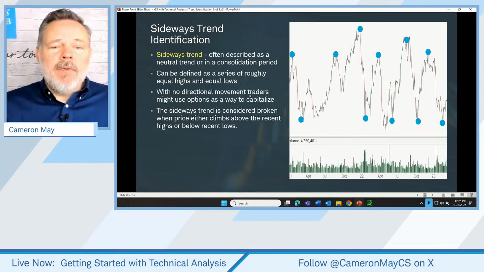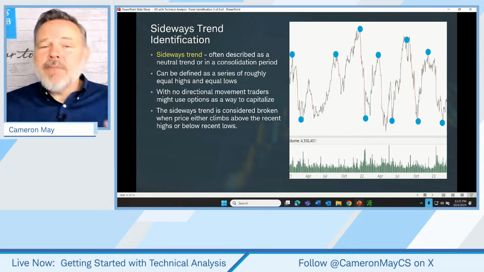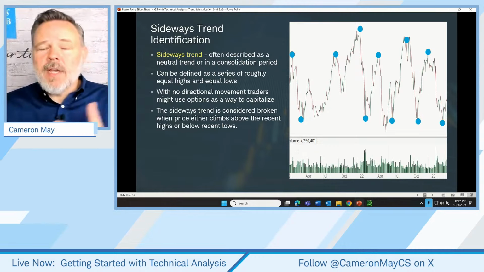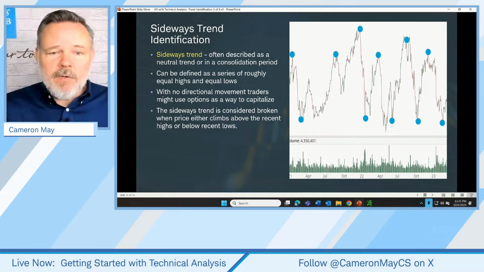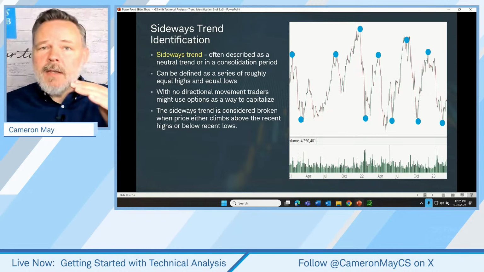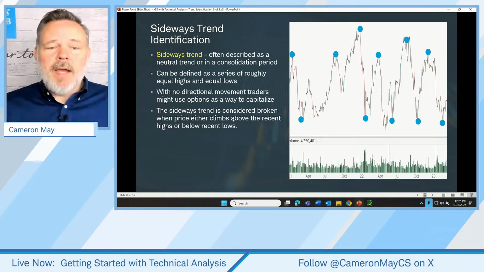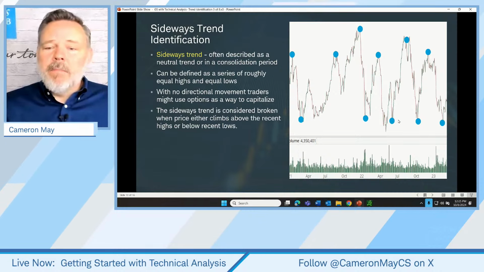Now, with no directional movement, up or down, for some traders, they might use options to trade this, or they might do shorter term trades between the highs and the lows just using stocks. But in any case, the sideways trend is considered broken, and a new trend might be emerging when price either climbs above recent highs or falls below recent lows.